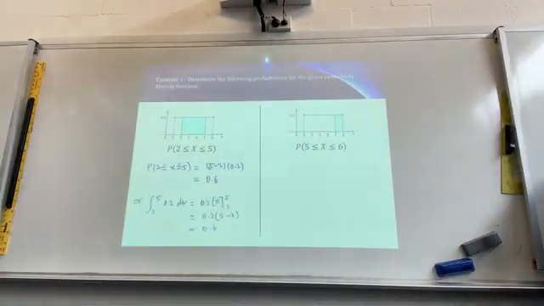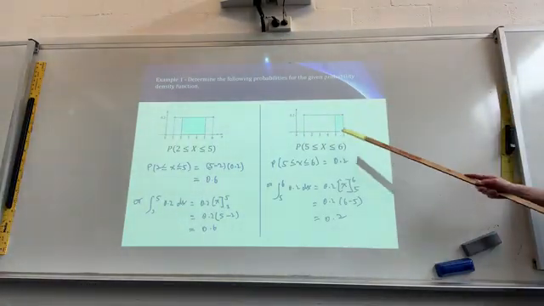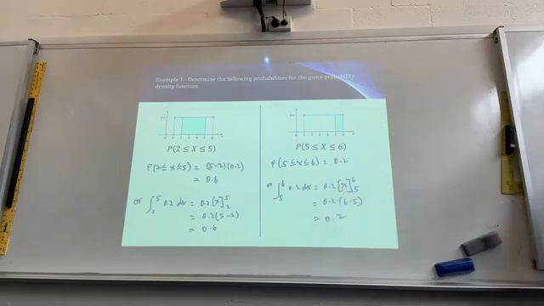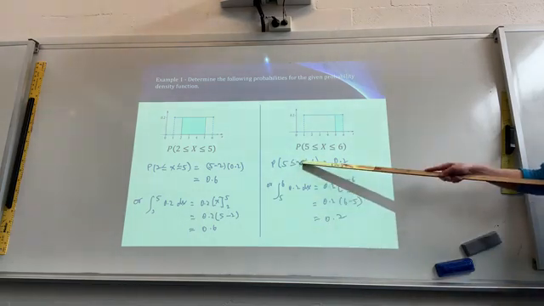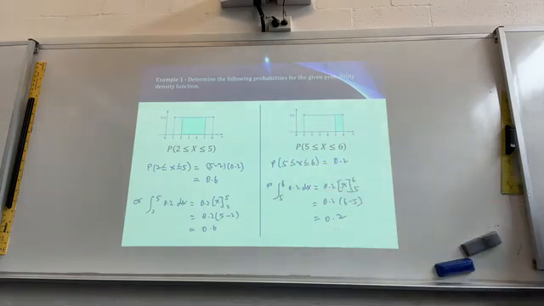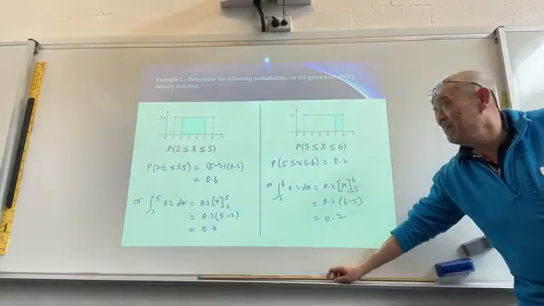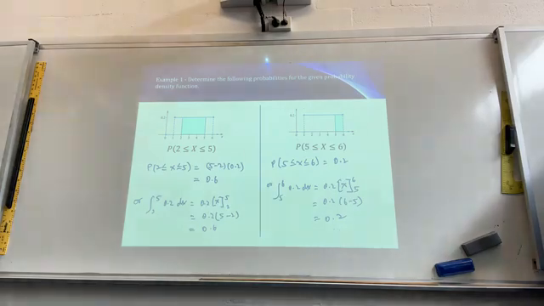Same with 5 and 6. This is 0.2, or you can do the integration. I mean, with this and this, I'd prefer the area. Alright, happy with that? I'll move on to the next.